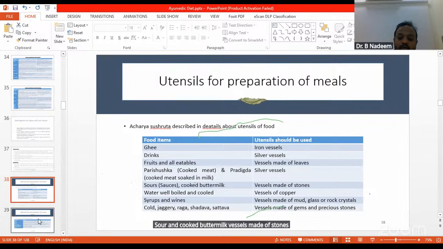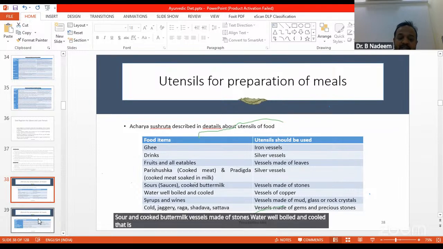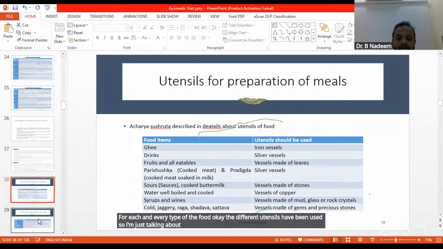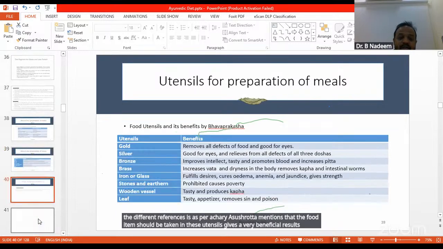Water, well boiled and cooled, in vessels of copper. Syrups and wines, vessels made of mud, glass, or rock crystals. Kol, jaggery, raga, shadava, sattava, vessels made of gems and precious stones. In olden days, for each and every type of food, different utensils were used. I'm talking from a complete Ayurvedic point of view, taken from different references. As per Acharya Shushruta, food items taken in these utensils give very beneficial results as well.